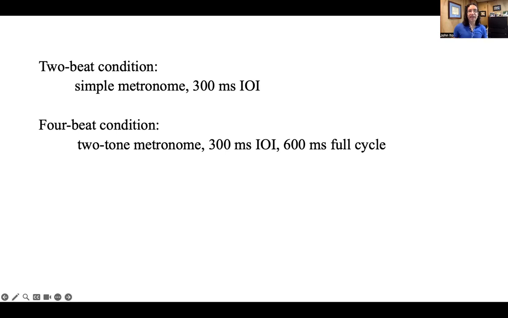The 4-beat condition has tones from the metronome at the same rate, but now every other tone has been made more salient, and the performers are instructed to give attention to the longer beat duration, the 600 millisecond beat, as the main beat. They're not told to accent the main beat, and they're told that they don't need to suppress an accent on it. The main thing is just to feel that beat as the main beat and focus as they play the passage on either the 300 millisecond beat in the 2-beat condition or the 600 millisecond beat in the 4-beat condition.